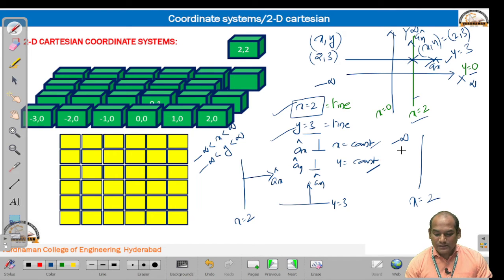Okay. Then one more important point is, even if you locate another point like (-2, -3) or (-2, +4) or (-2, +5), whatever it may be, you locate any other point, the directions of Ax cap and Ay cap will not change. The directions of the unit vectors in the Cartesian coordinate system will not change even if you change the locations of the points. That is a very important point.